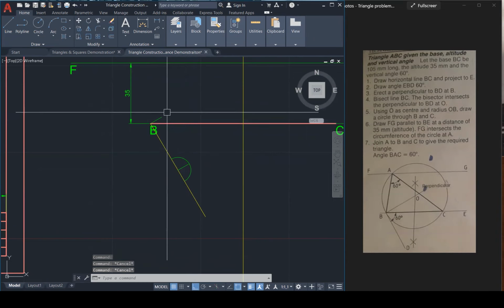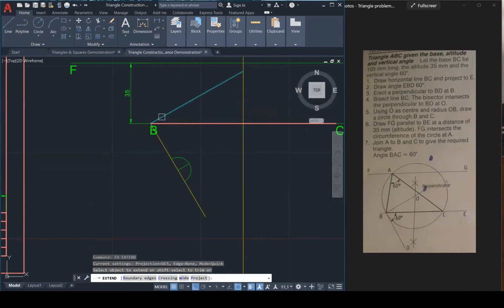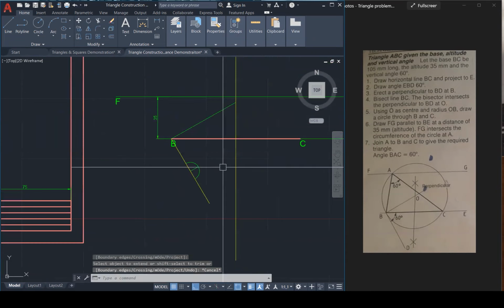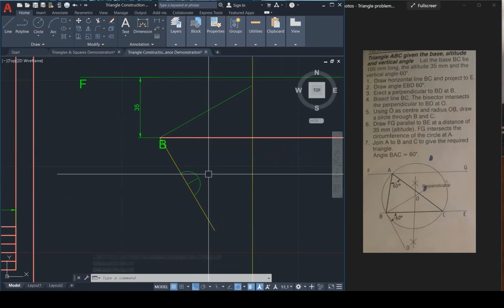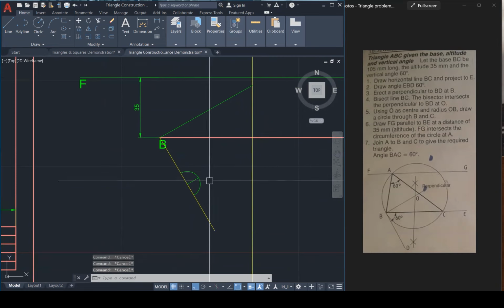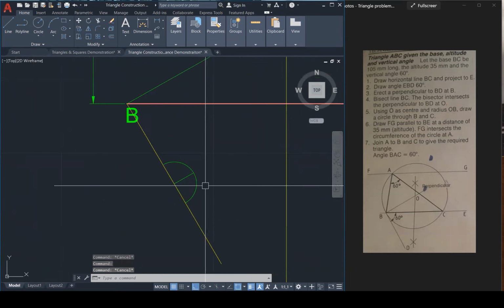So now what I can do is extend this line to hit here. See, that's what I was extending. So that's how that intersects there, and that gives me point O. So now, you know what? I will keep this construction.